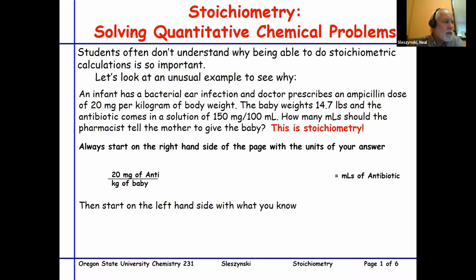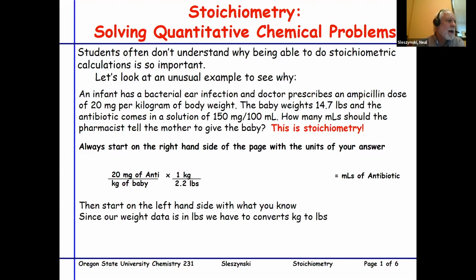Okay, let's look at what's in the numerator. In what we know, we have milligrams of antibiotic, and we'll need to convert that to milliliters of antibiotic solution. But our final units don't have anything in the denominator. We have to find a way to get rid of kilograms of baby weight. Well, we have been given information in the problem on baby weight, but it's in pounds. So the first thing that we're going to need to do is convert kilograms of baby into pounds of baby.